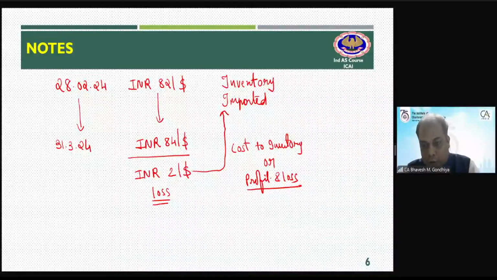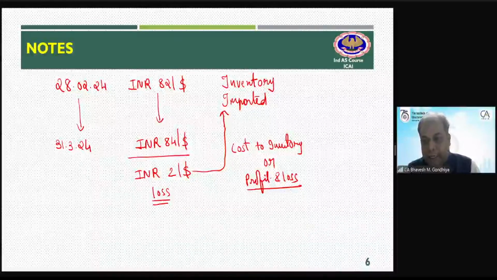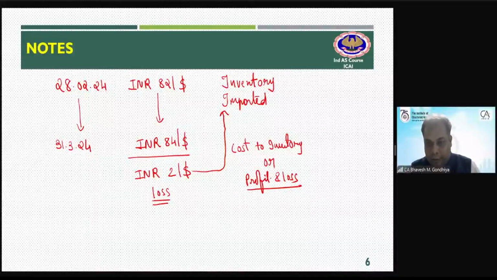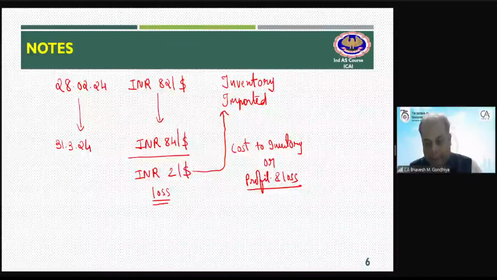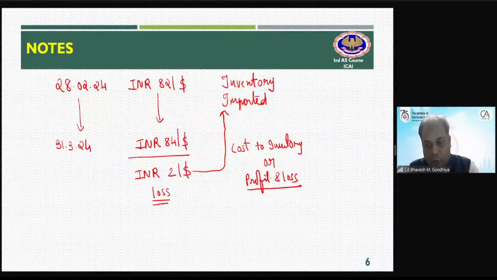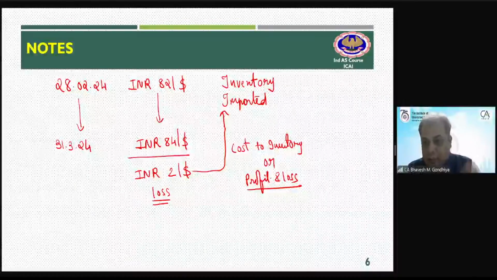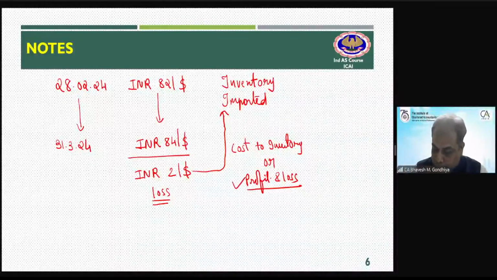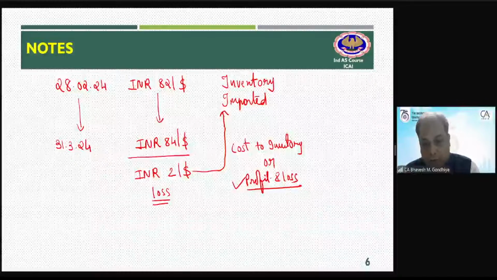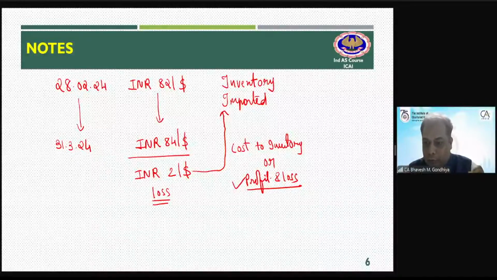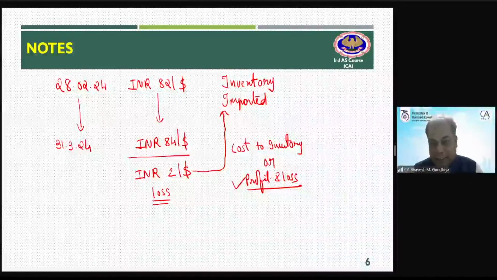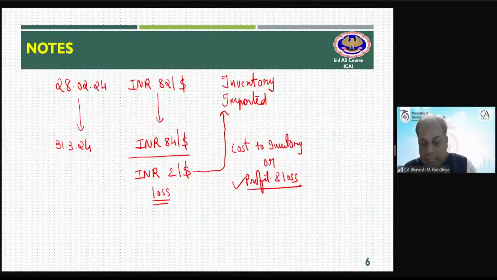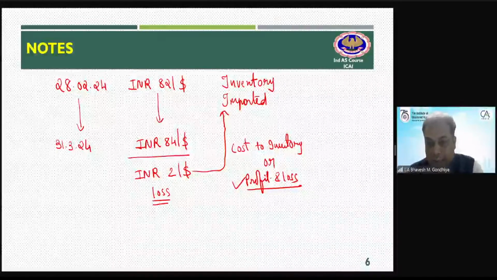So when it is a non-monetary item and any exchange gain or loss is arising, particularly I'm talking about an inventory, then we cannot adjust it to the cost of the inventories, and compulsorily we are supposed to charge it to the profit and loss account. So that 2 rupees, we will transfer to the P&L as an exchange loss, and it will not be adjusted to the cost of inventory.